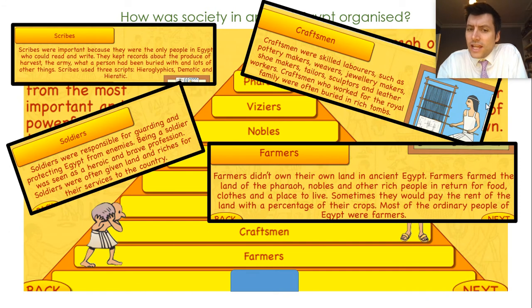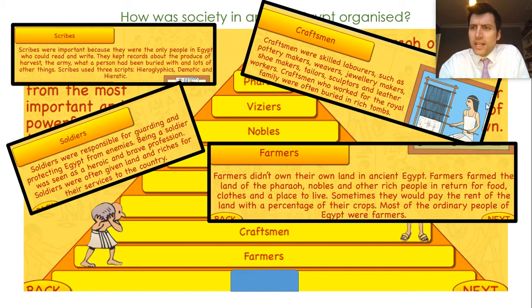Now, they didn't own the land, but for the pharaoh or for the nobles or for the other rich people, they gave them food or they gave them clothes, and in return, they were allowed to farm the land. They borrowed the land and they kind of paid rent. Most of the people in Egypt were farmers. Now, when we mentioned the Nile earlier, the Nile was really important for farmers because there was enough water for people to grow things and allow animals to live there.